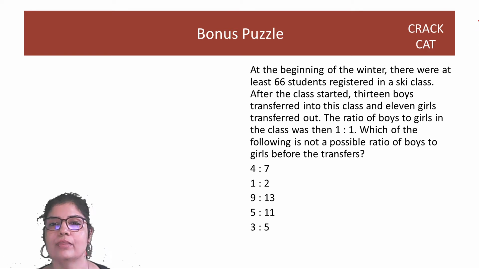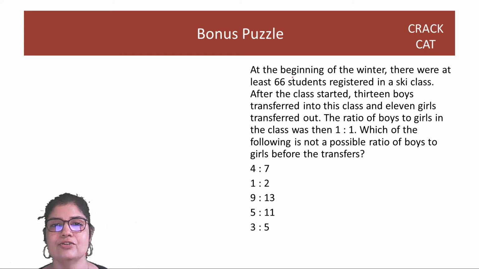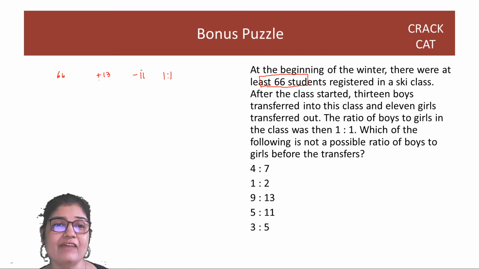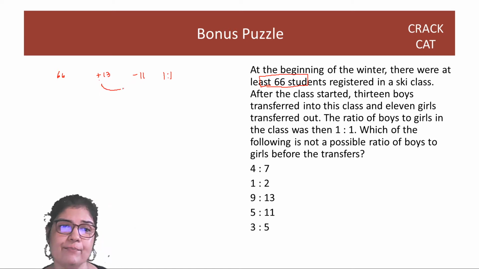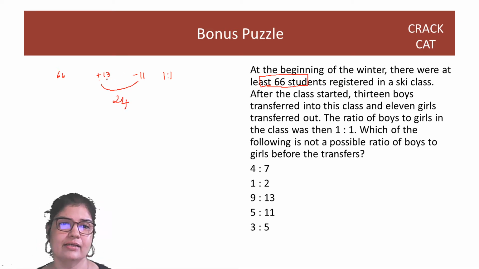Okay. Now, in this question, there are of course some numbers here and there, but the biggest constraint comes from this: at least 66 students. That is what you need to focus on. Okay. So take care. You start with at least 66, after which 13 boys are added, 11 girls move out, and then they become equal. So before this, right, there were 11 more girls and 13 less boys. So the gap before the equality was a gap of 24, right? I hope you can see that.